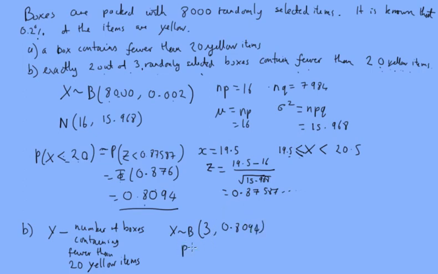So now we can work out the probability that y equals 2. It is going to be 3 choose 2, our probability of a success 0.8094 squared, times 0.1906 to the power 1, and that equals 0.375.